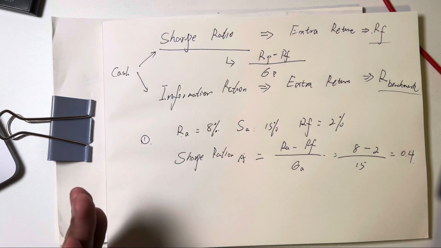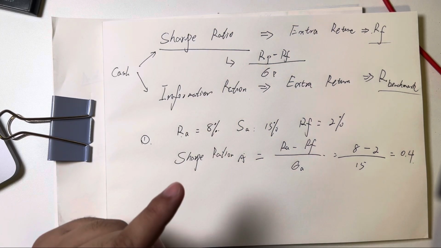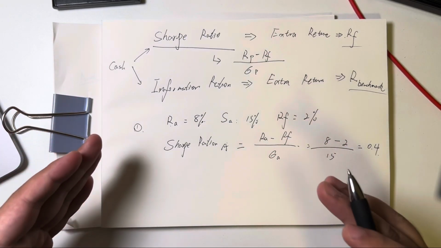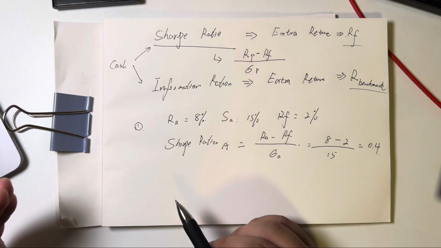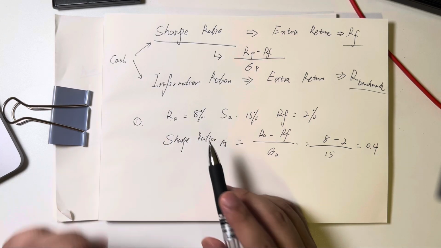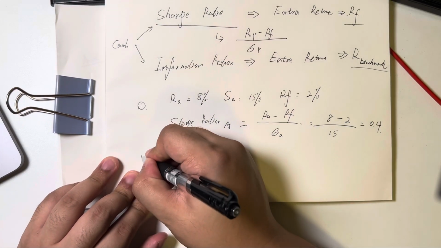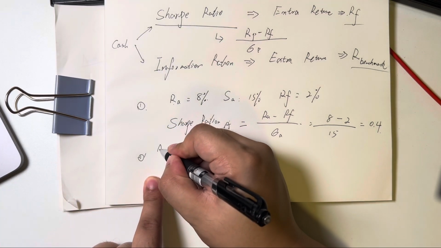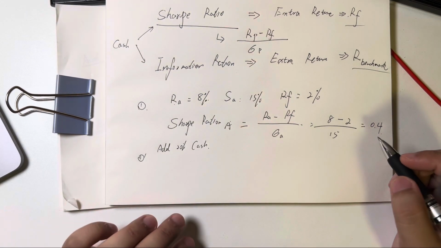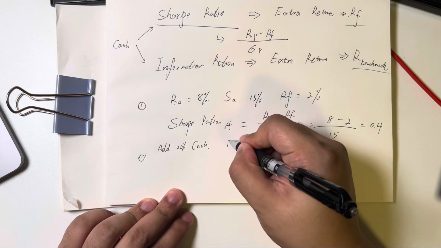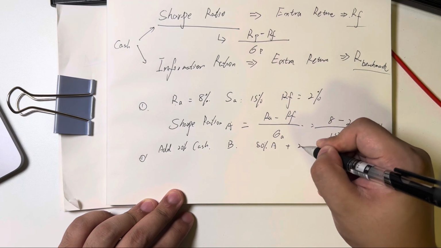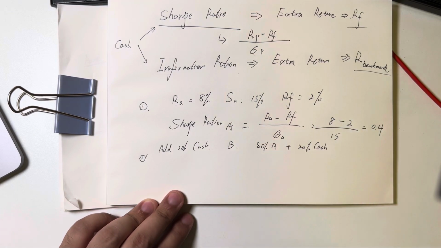Once you have that, let's change things a little bit. Let's assume that we add some cash. If you add cash as an investment to this portfolio, it sort of dilutes the return. Let's think about it this way. If you add, say, 20% cash to the investment, the new portfolio, let me call it portfolio B, will be 80% invested in portfolio A plus 20% invested in cash.